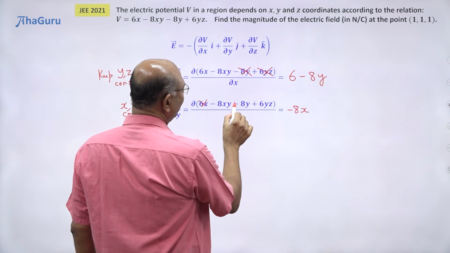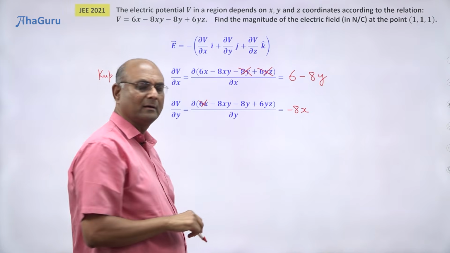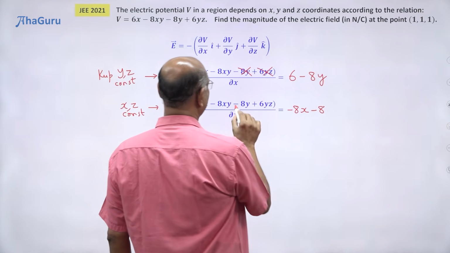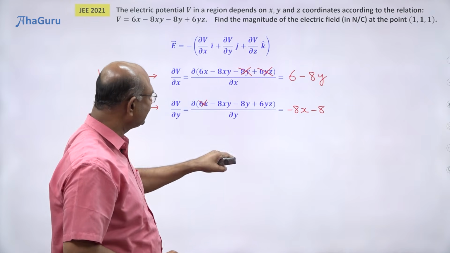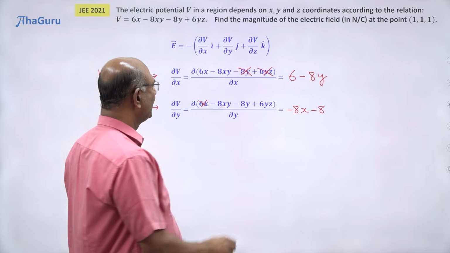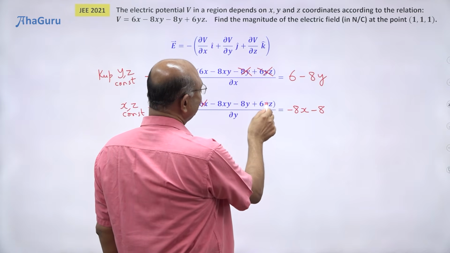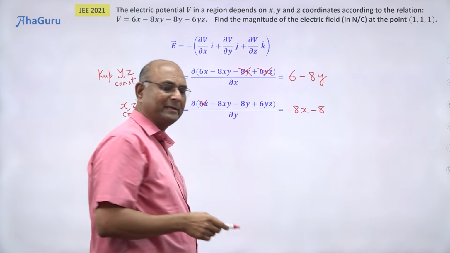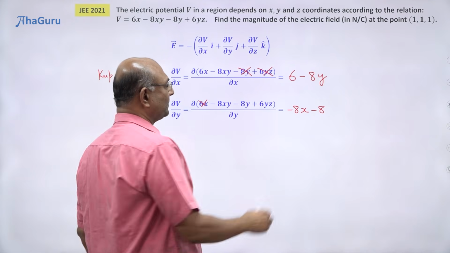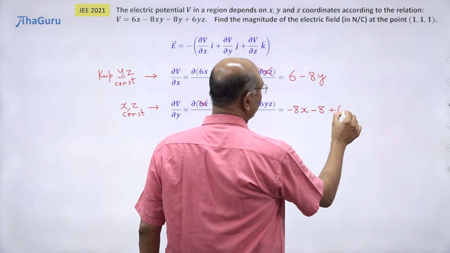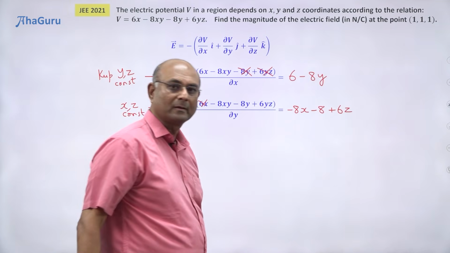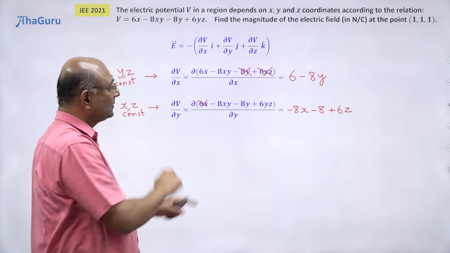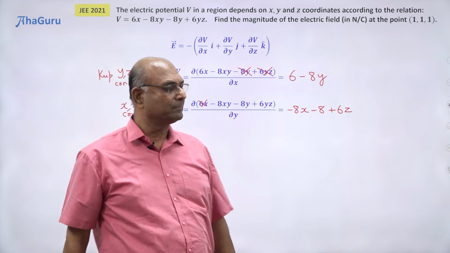What about this one? Minus 8y with respect to y. So that's minus 8. Okay, this is minus 8x, that is minus 8. What about this one? 6yz, z is constant. So 6z, if you take it outside, dou y by dou y, well, that's going to give you 1. So plus 6z. So far clear? So that gives me dou V by dou y.